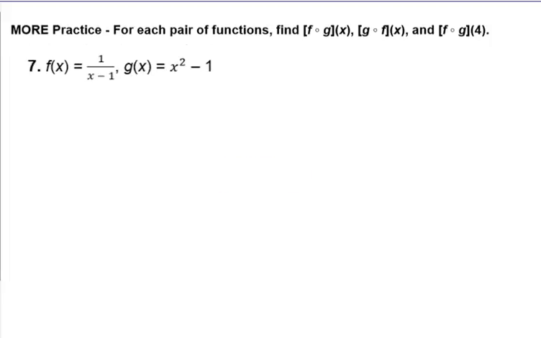Okay, we're doing this one. We need to do this one. Okay, g into f instead, horrible. What do we get?